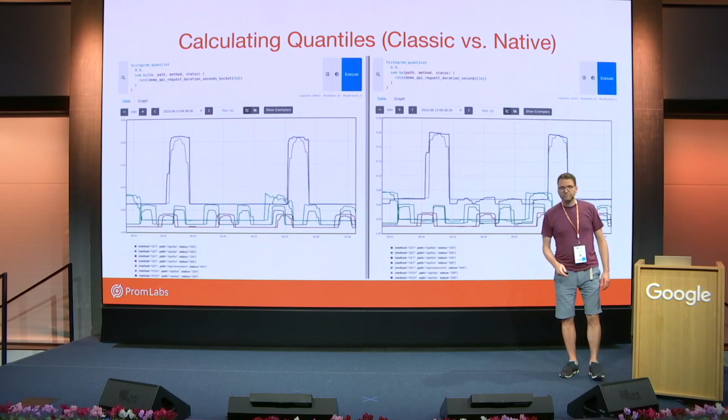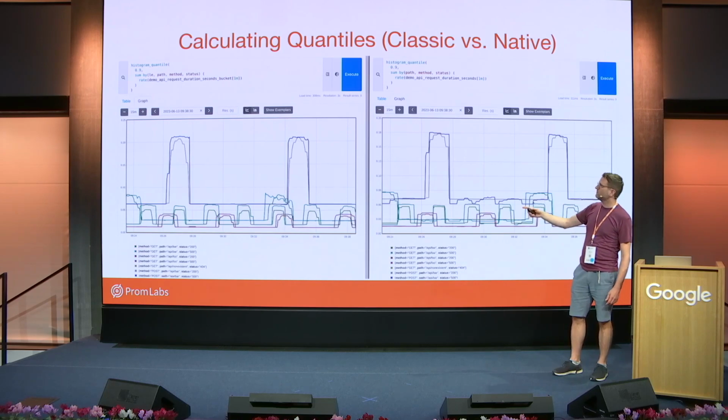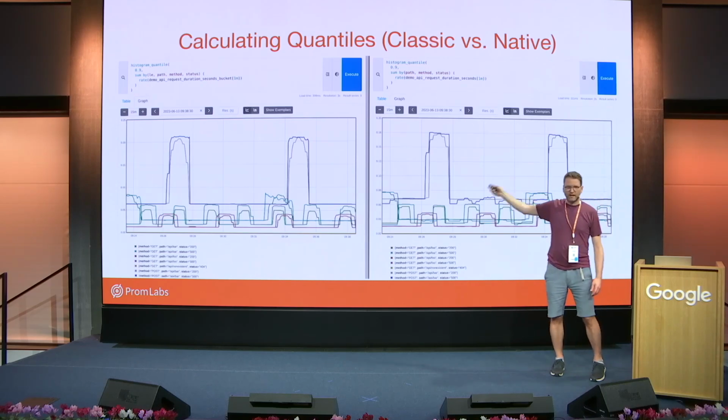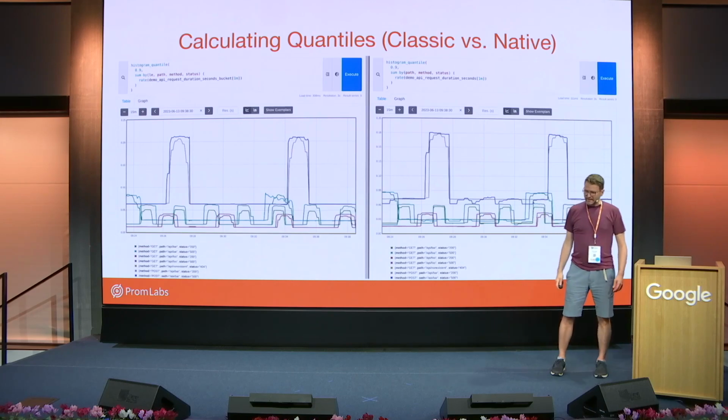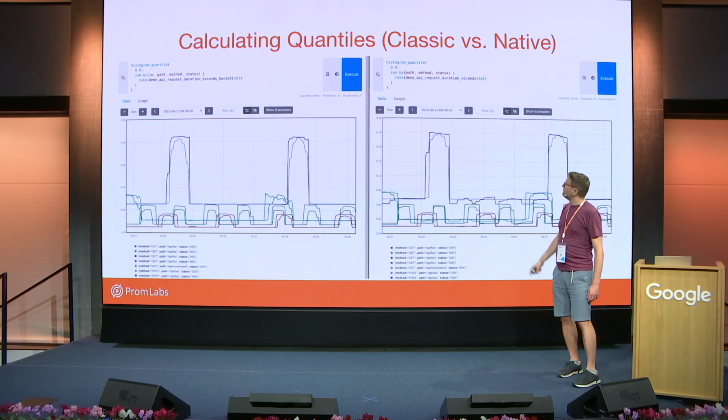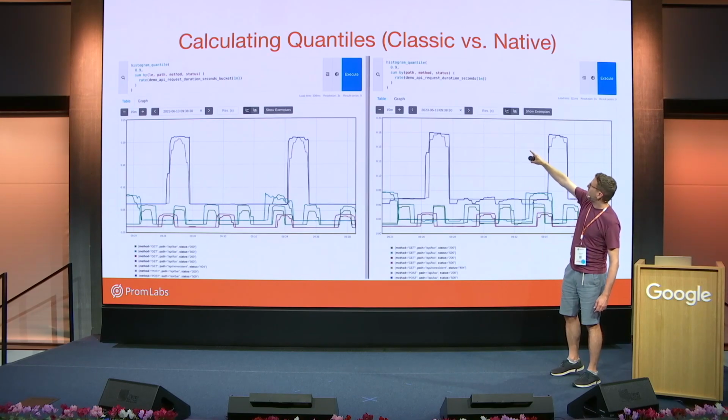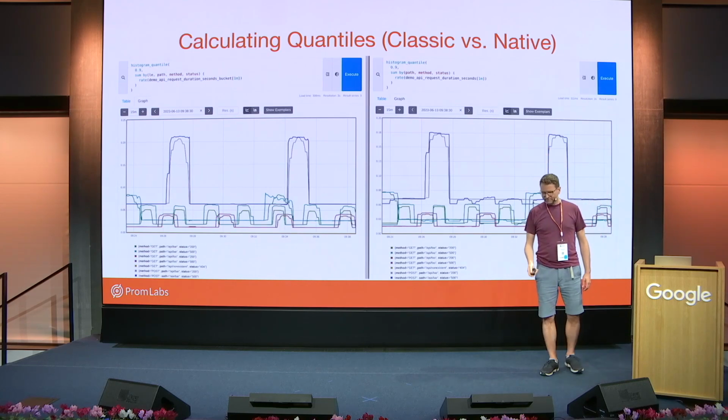Here's a comparison of classic histograms and the native ones, calculating a 90th percentile latency from them. It looks pretty similar. I would guess that probably the results are a little bit better on the right-hand side. And you can see the queries look almost the same, except there's no le label, and I don't have the _bucket suffix with the native histograms.